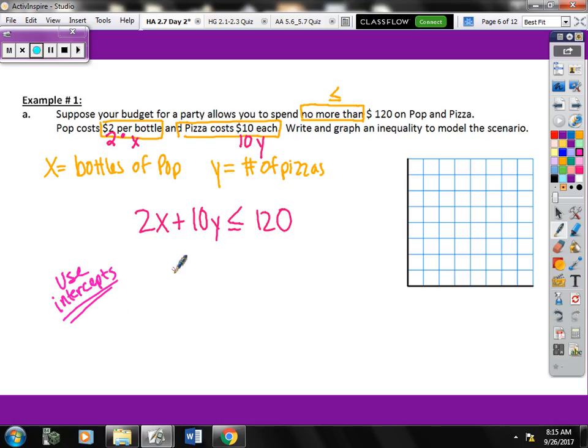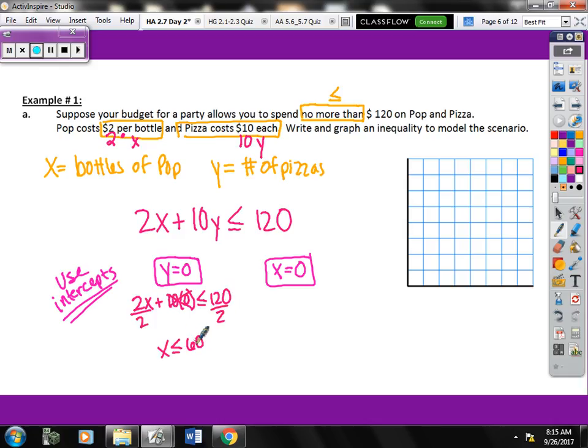So to find our x-intercept, we'll plug in 0 for y. And to find our y-intercept, we'll plug in 0 for x. And then we'll get our 2 intercepts, we'll plot them, and then we'll choose a solid or a dashed line and we'll shade appropriately. Okay, so we're plugging in 0 for y, we'll have 2x plus 10 times 0 less than or equal to 120. 10 times 0 is 0, divide both sides by 2. We'll get x is less than or equal to 60.